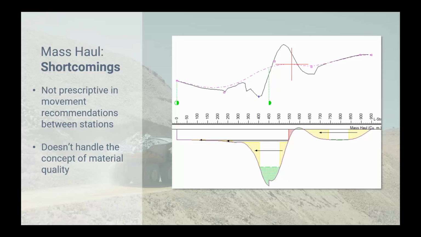The MassHaul diagram is really useful, but it has a few shortcomings. The first is that it is not prescriptive in movement recommendations between stations. It does not provide a detailed schedule of earth movement between stations. And second, it does not handle the concept of material quality, which is important in the case of multiple materials and quality requirements.